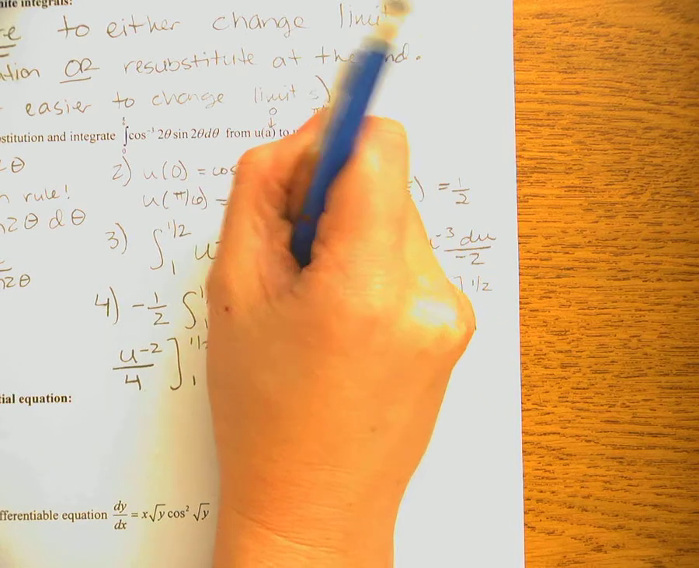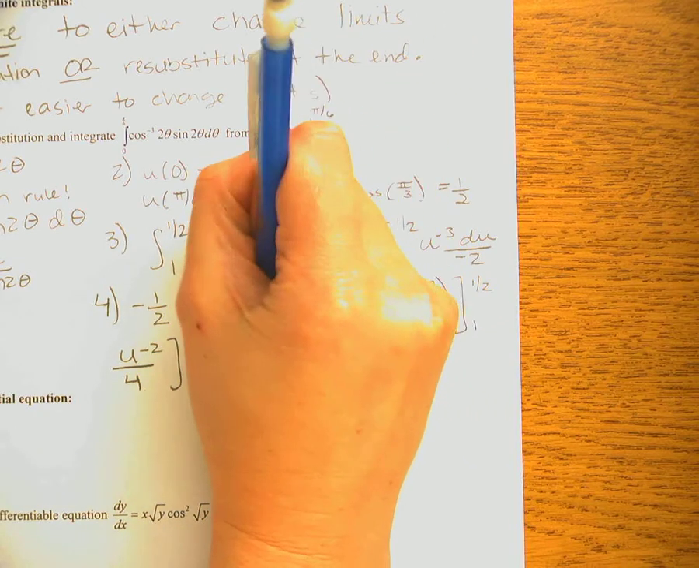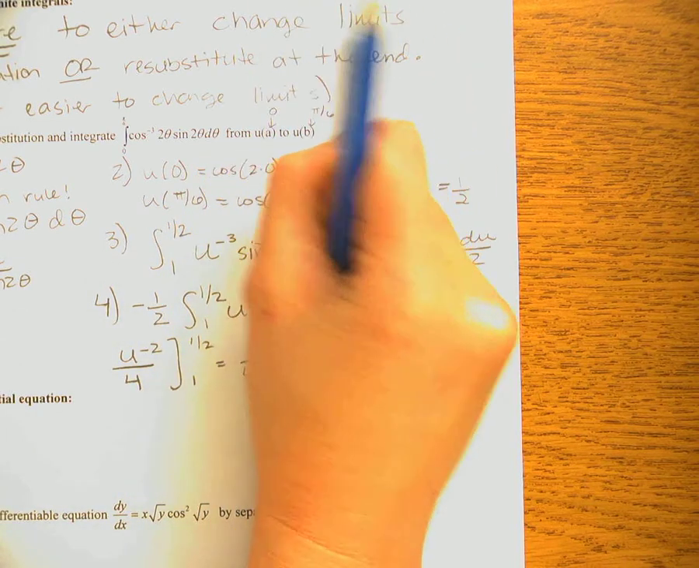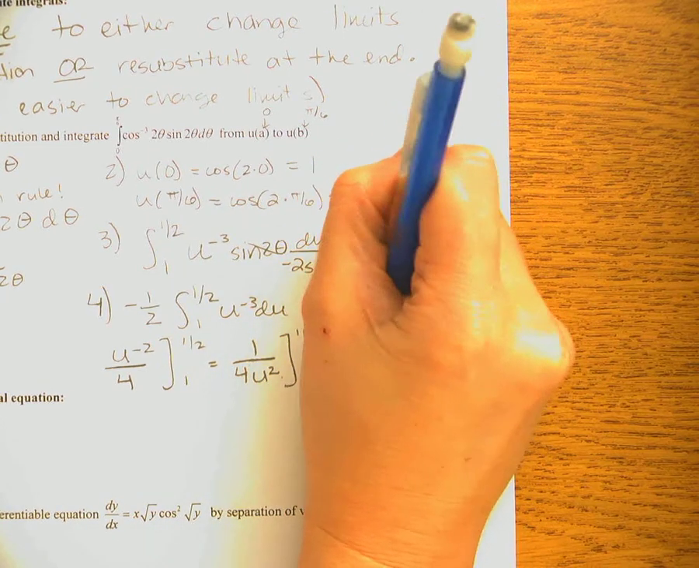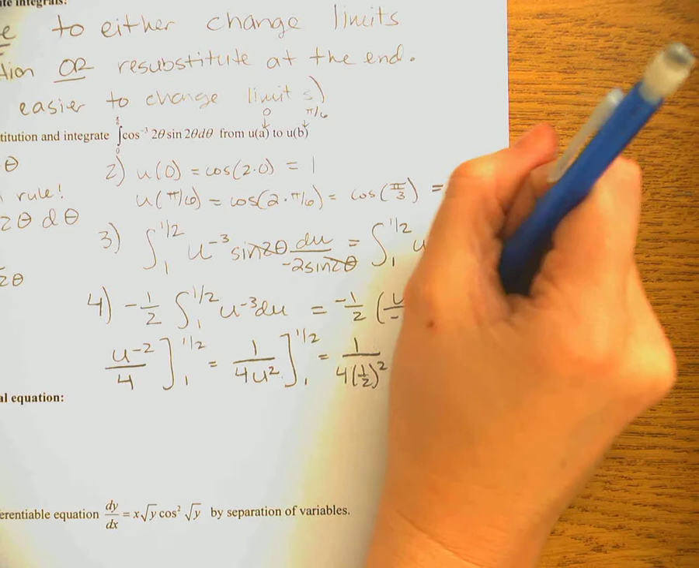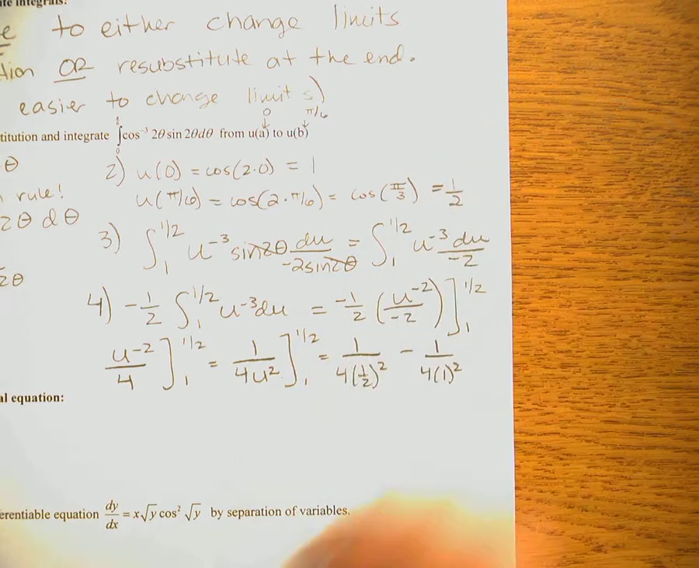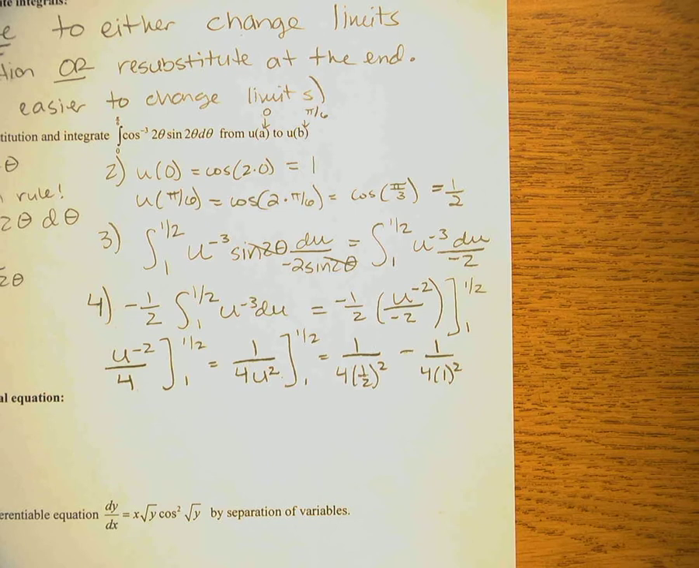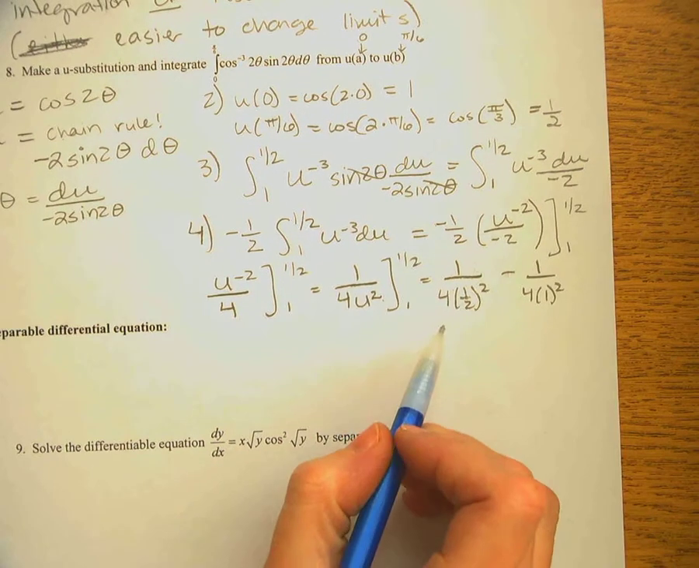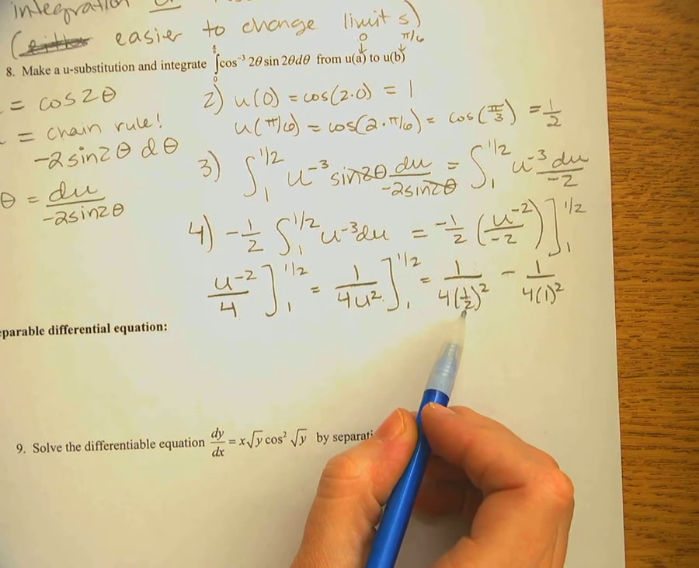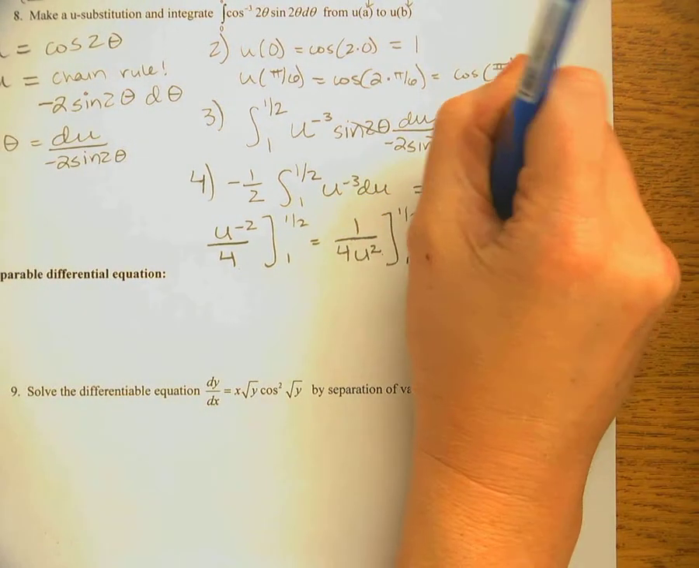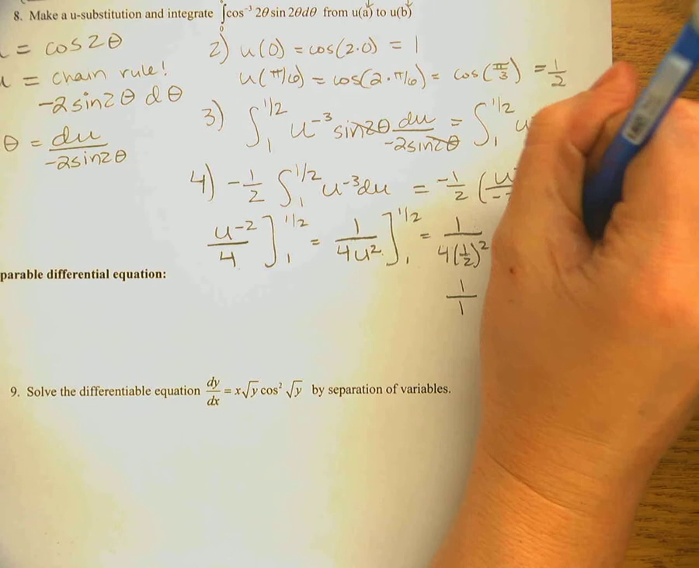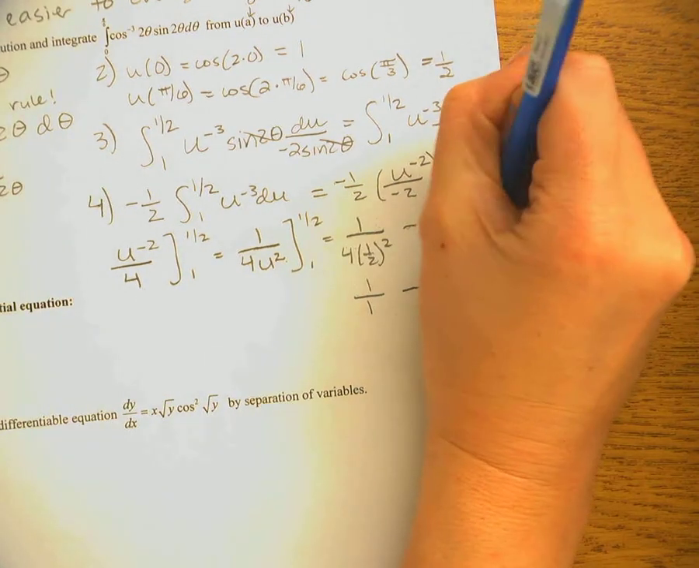And actually, sorry, I should have done one more thing. That's the same thing as 1 over 4u squared from 1 to a half. So this is 1 over 4 times a half squared minus 1 over 4 times 1 squared. So, oh gosh, what's that? Well, 1/2 squared is 1/4. So then that's actually going to end up canceling. Here, I'll just go down here. So this is going to be 1 over 1, and then minus 1 over 4. And so it ends up being 3/4.